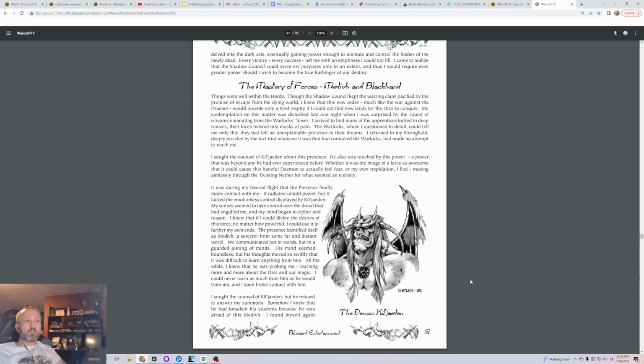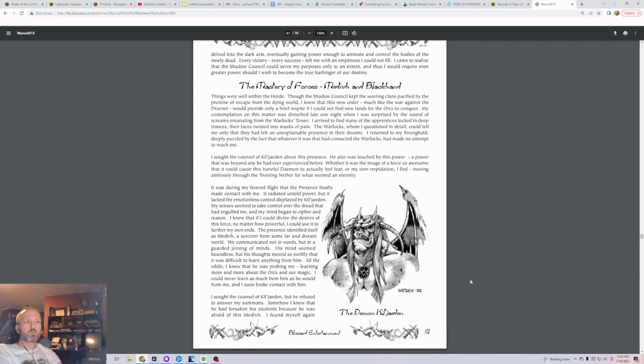It was during my fevered flight that the presence finally made contact with me. It radiated untold power, but it lacked the emotionless control displayed by Kil'jaeden. My senses seemed to take control over the dread that had engulfed me, and my mind began to cipher and reason. I knew that if I could divine the desires of this force, no matter how powerful, I could use it to further my own ends. The presence identified itself as Medivh, a sorcerer from some far and distant world.